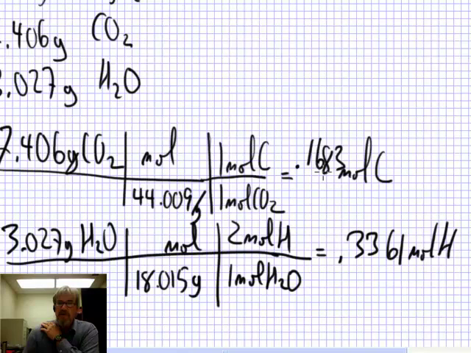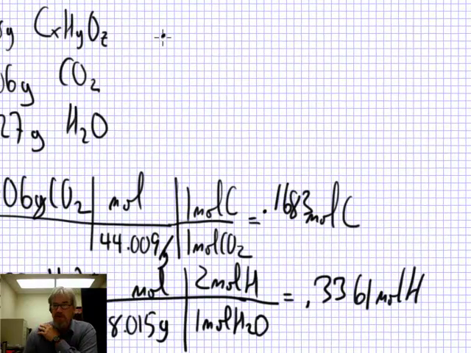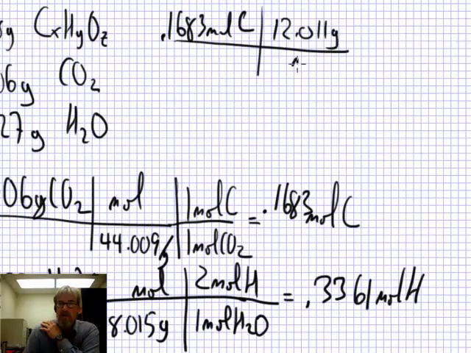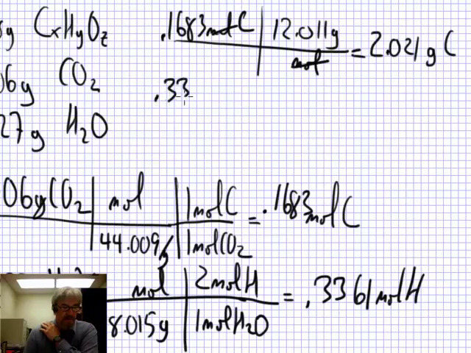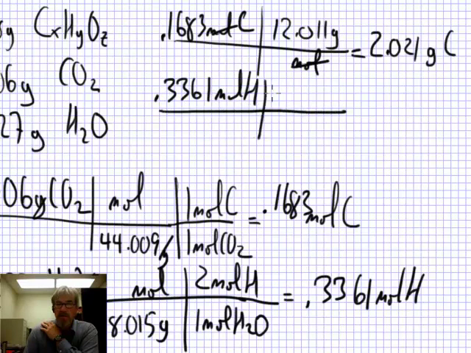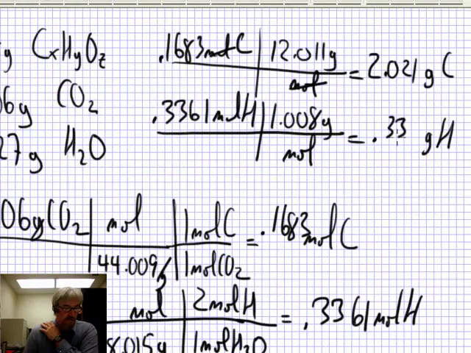Let's find out how many grams of carbon 0.1683 moles is. Molar mass of carbon is 12.011 grams per mole, and now we put the moles on the bottom, so that cancels. And this will tell us how many grams of carbon were in the original compound. 2.021 is the answer. We'll do the same thing for hydrogen. If we had 0.3361 moles of hydrogen in our compound, and hydrogen is 1.008 grams per mole, this will give us the grams of hydrogen in the original compound, which is 0.3388.